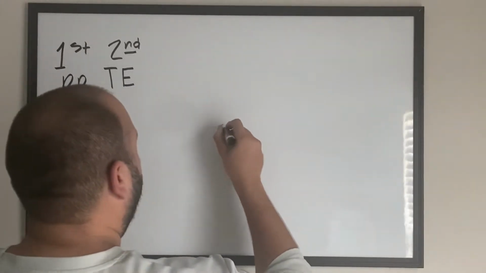The first number is going to be the number of running backs, and the second number is going to be the number of tight ends. So we'll go over 0 first. That's going to be empty.